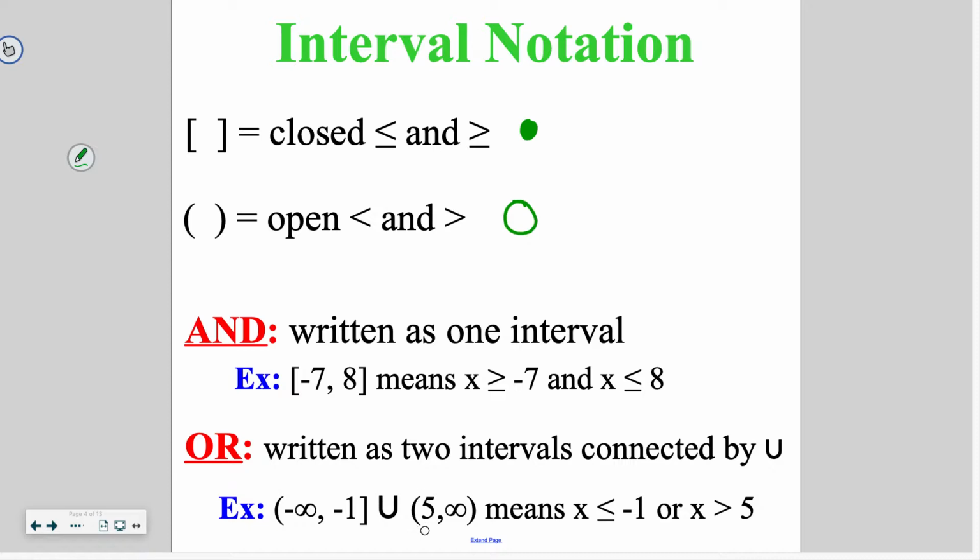And then this second part, we've got the open parenthesis with 5 and then going all the way to positive infinity. So this means, if we translate it into a traditional way of saying it, x is less than or equal to 1. So we have that equal to part on the 1. And it's less than that, going on forever. And then the OR part is x is greater than 5, so starting at 5 but not including it, using that open parenthesis, and going all the way on to infinity.